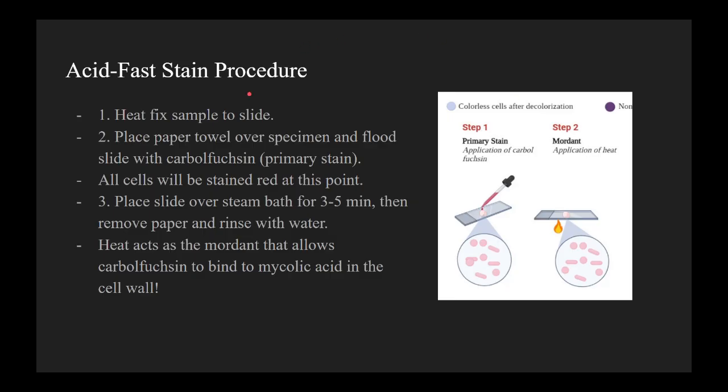Right, so let's go through the procedure. Pretty similar steps, just different components within each one. So yeah, first we'll heat fix like before. We'll use a Bunsen burner to adhere those cells to the slide so that they don't fall off later.